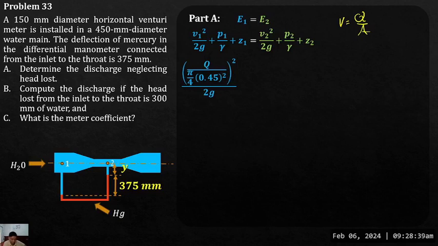So, yung V1, papalitan natin ng Q kasi yun yung hinahanap, over yung area sa point 1. So, yung point 1 po, binigyan tayo ng diameter na 450 mm. Kaya yung area dito sa V1 is pi over 4 times 0.45, I'll convert to meters, squared, over 2G plus yung pressure head natin, P1 over gamma. Tapos, since horizontal yung Venturi meter natin, so ito yung magiging datum line natin. So, pansin nyo, yung point 1 tsaka point 2, nasa datum line silang dalawa. Kaya 0 ang Z1 tsaka yung Z2.